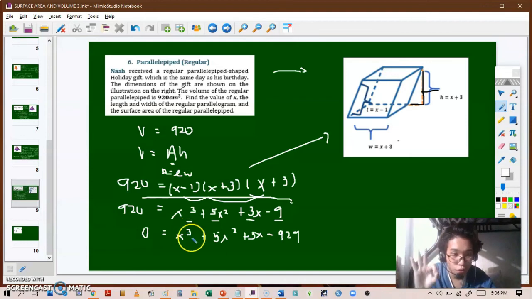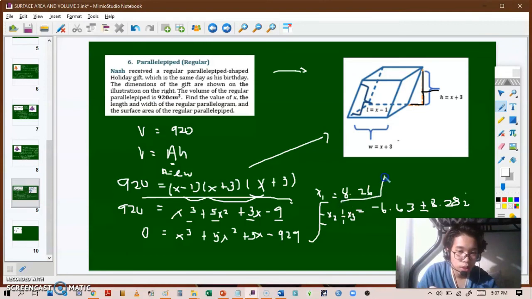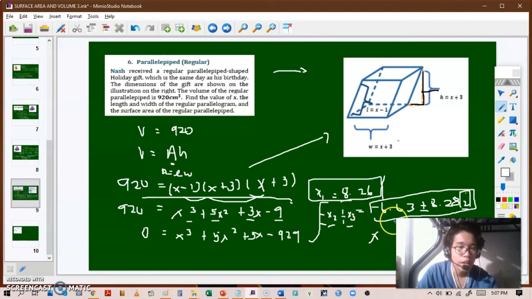So there are going to be three roots for this problem, and using the Casio scientific calculator, the first root is going to be 8.26, and the other roots are negative 0.63 plus or minus 8.18 times i. This is an imaginary number, and the entirety is a complex root. We cannot have a complex root as our answer here, so the first root is going to be our value for x, which is 8.26.